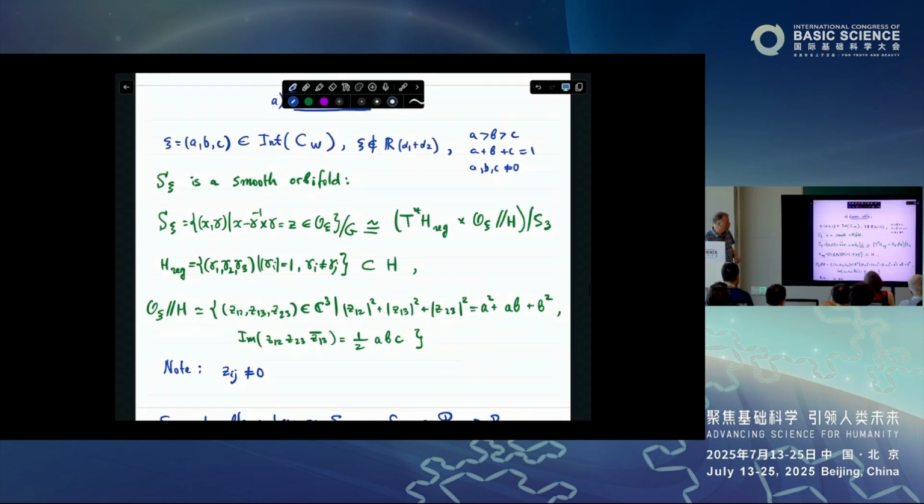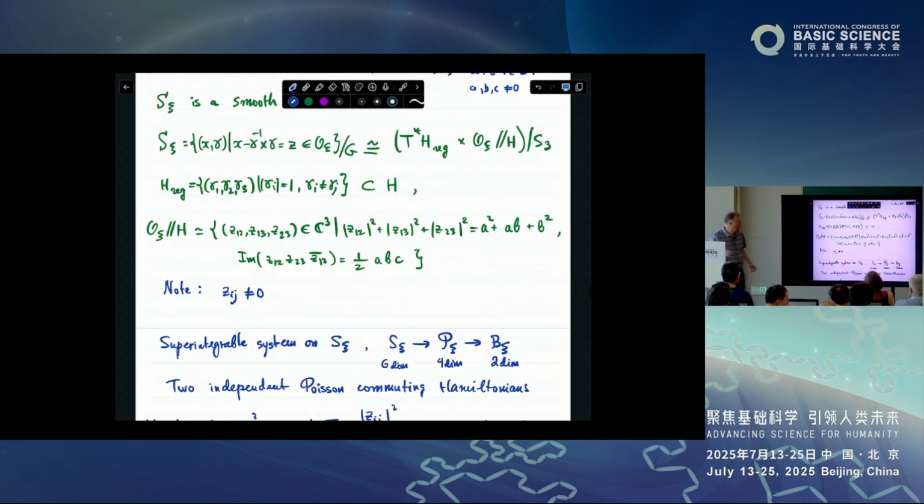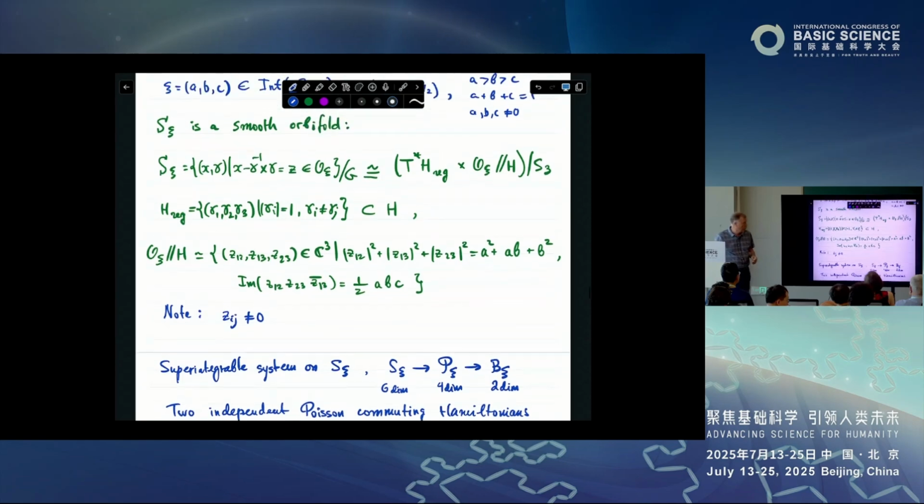So now we looked at the walls. Now let's look at generic points. So now a, b, c is in the interior of the Weyl chamber, but not on this central line, that's the direction of the third root. So then it's not difficult to show that S_C, again, is a smooth orbifold.